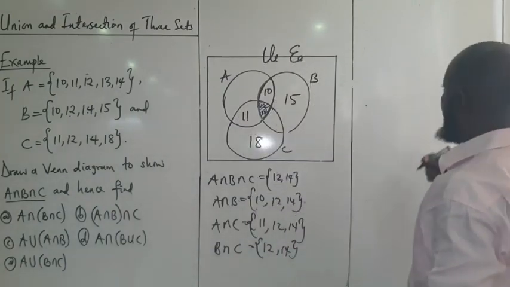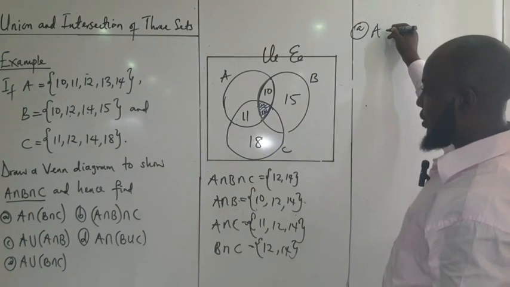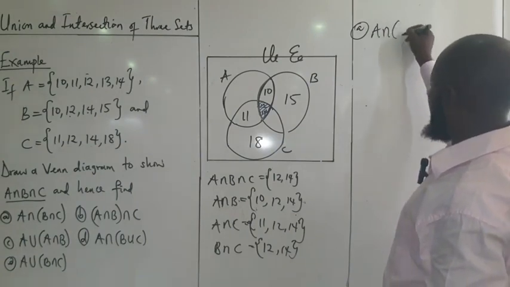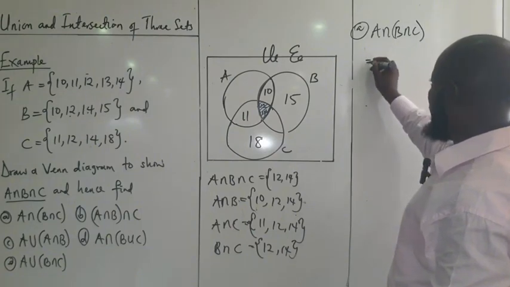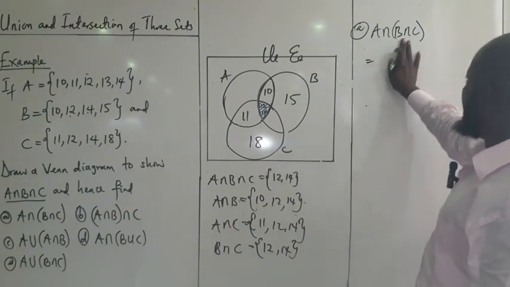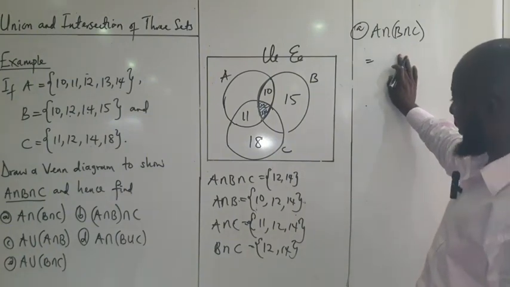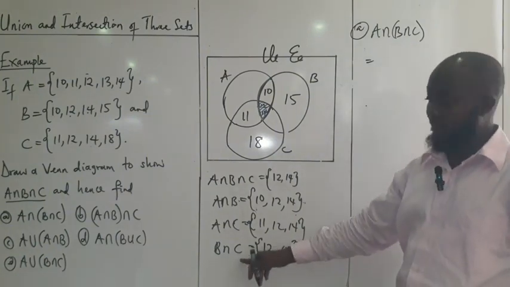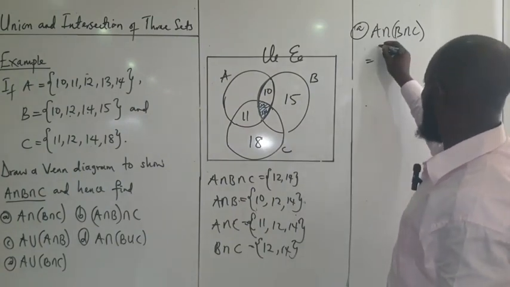You have to be very careful with this type of question. You have A intersection in bracket B intersection C. So the first thing you need to do here is to find B intersection C. So B intersection C, we've already done it here. Then where is it intersecting A? So that is what we want to find out.